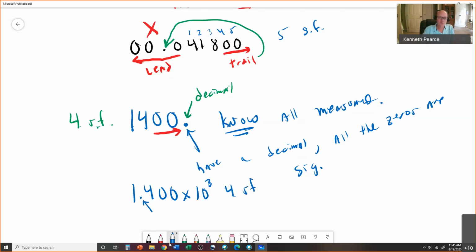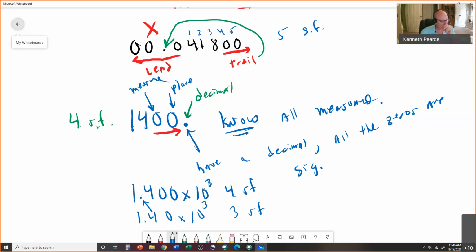And if you knew for sure that that is a placeholder, and that zero was measured, let's say hypothetically, then there's no good way of writing it other than scientific notation. In that case, you would say 4.0 times 10 to the third. So now you have one zero in there, and that would be 3 SF. So if there's an ambiguity of trying to indicate which zeros are significant and which aren't, you just go ahead and put it in scientific notation.